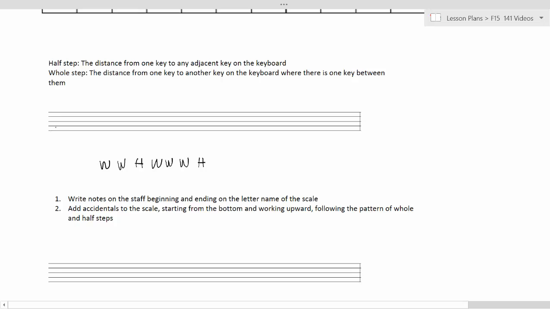Okay, so let's try constructing one. Let's do one in the treble clef. I'll draw my treble clef here. We're going to do an F major scale. I've outlined the steps down here. Step 1 is to write the notes on the staff beginning and ending on the letter name of the scale. In this case, our scale is F, so I'm going to start on F and write all the way up the staff: F, G, A, B, C, D, E, F. Okay, so I've got my notes there.